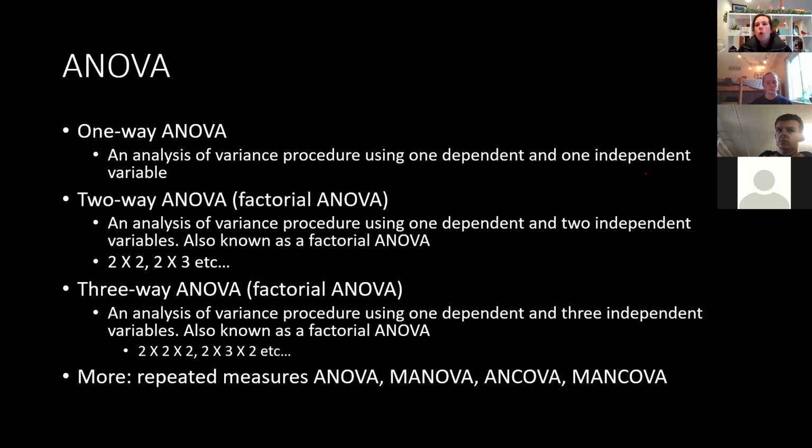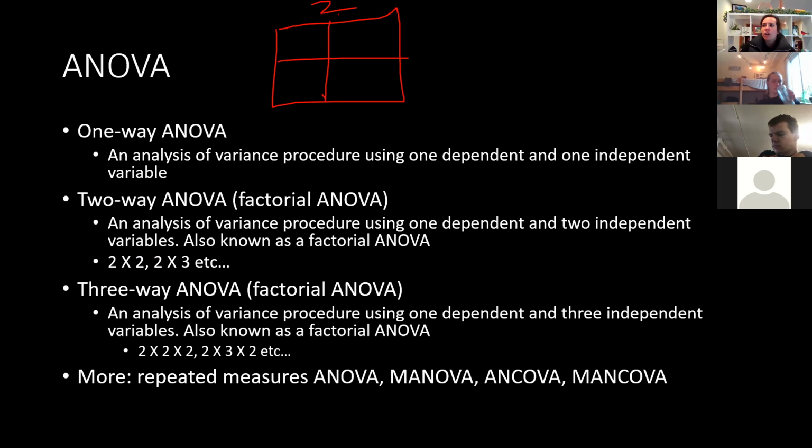A one-way ANOVA is an analysis of variance procedure using one dependent and one independent variable. A two-way ANOVA is also called a factorial ANOVA. I've also seen it as just factorial analysis. It's an analysis of variance that uses one dependent variable and two independent variables. So you will see it as a 2x2 or 2x3. That's what you see as a square, right? You've got your two categories up here and your two categories down here, and the four possibilities. Occasionally, you'll see it as a 2x3.